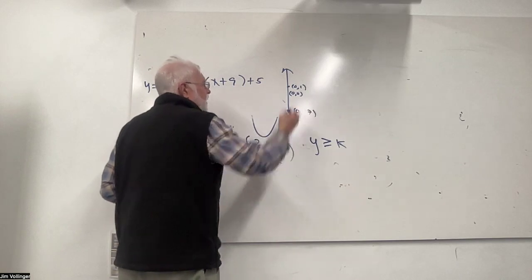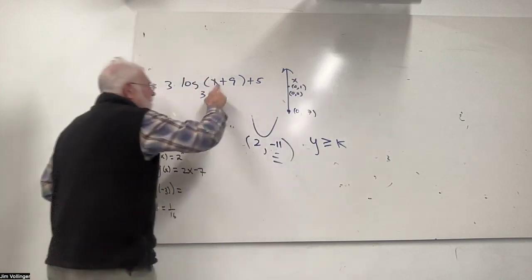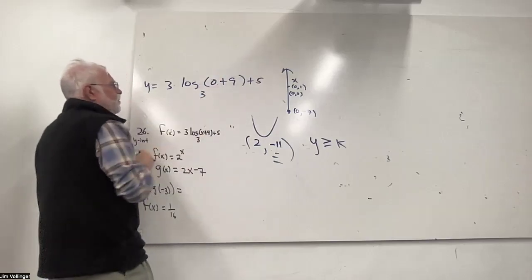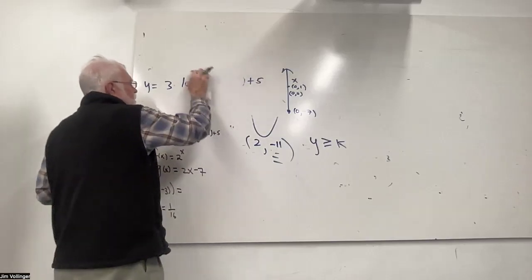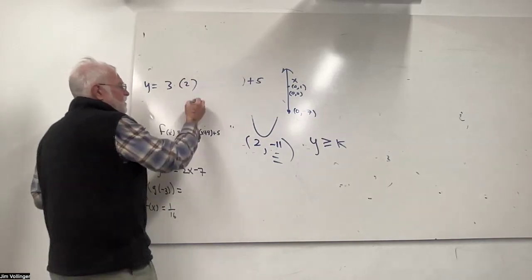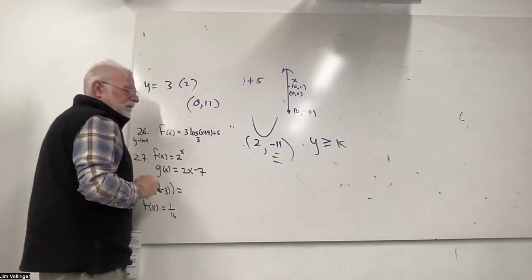I see a pattern. I see my x's are 0. So I put 0 in for x. What's the exponent you put on top of a 3 to get a 9? Well, that's a 2. 3 times 2 is 6, plus 5 is 11. So 0, 11 is your y-intercept.